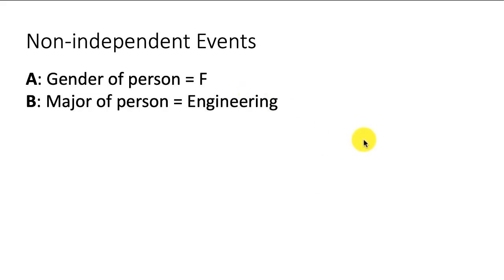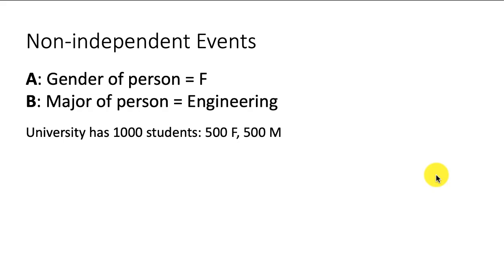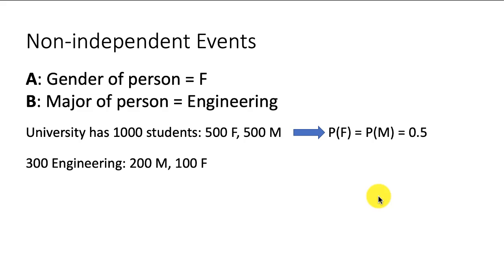Now the question is, are these two events independent or not independent? Let's say a particular university has 1,000 students, of which 500 are female, 500 are male. So the university is equally divided among males and females, and therefore the probability of female or probability of male is 0.5. But let's say that out of these 1,000 students, 300 are engineering students, of which there are 200 males and 100 females.